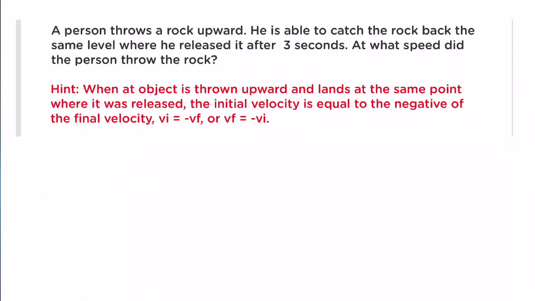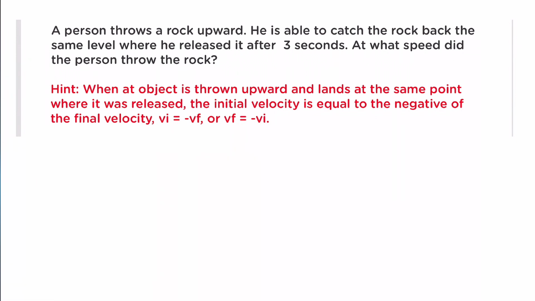So remember that when an object is thrown upward and lands at the same point where it was released, the initial velocity is equal to the negative of the final velocity, or you could say VI is equal to negative VF, or VF is equal to negative VI. Let me explain that further.